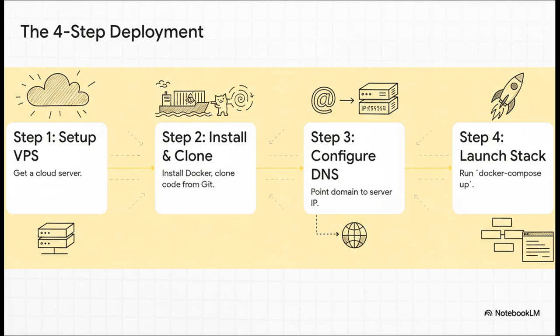Once you have your configuration files all set up in a Git repo, the actual deployment becomes this really simple, repeatable little dance. First, you get a cloud server. Second, you pop on, install Docker, and pull your code down. Third, you go to your DNS provider and point your domain to the server's IP. And finally, you launch the whole shebang with one command, docker-compose up.